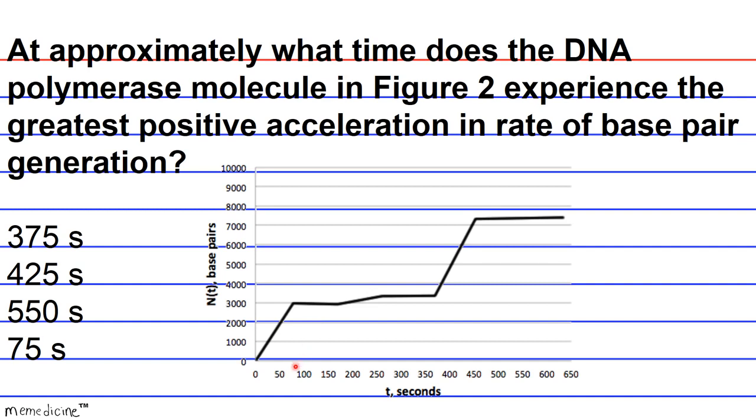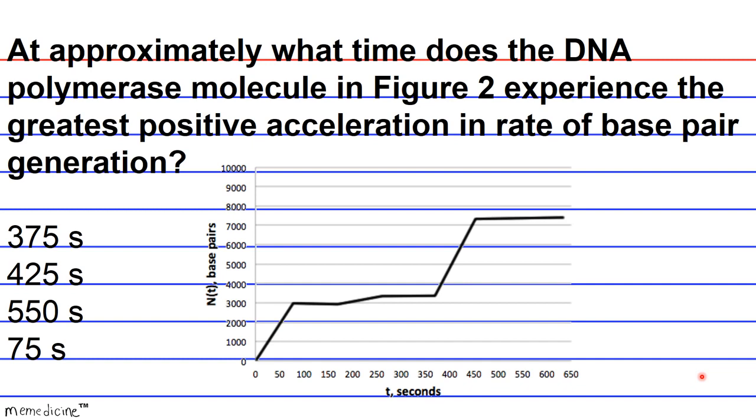So if we go to 75 seconds, which is halfway between 50 and 100, we see that the slope actually decelerates. It goes from increasing to flatline, okay? So answer choice D is out. At 425 seconds, and 550 seconds, it's kind of the same thing. At 425, we experience what we experience at 75, and at 550, a similar experience, okay?